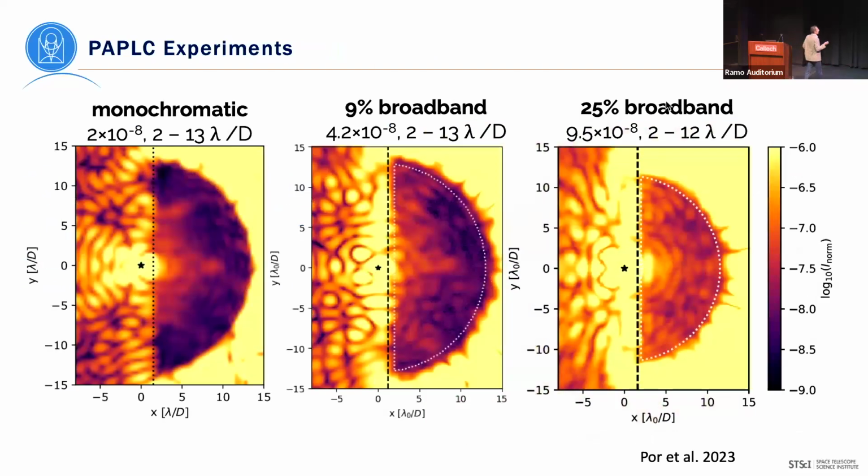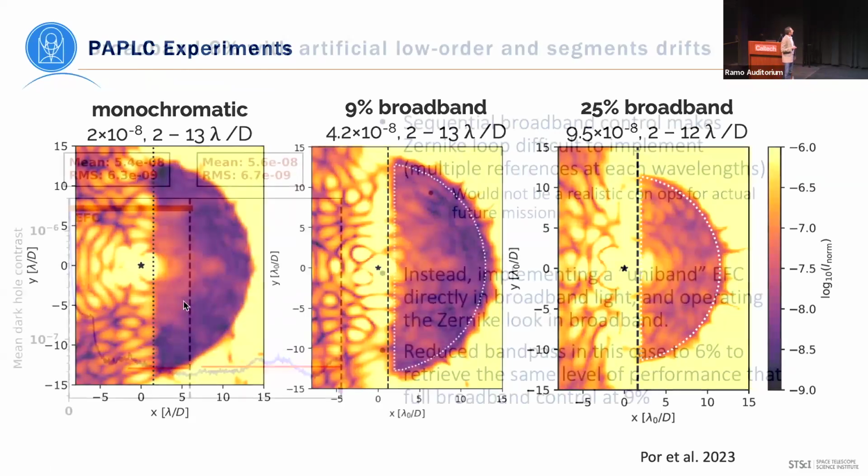So a little shoutout to Emiel's PAPLC, which were among the best and probably the best on HiCAT. Very good for small inner working angle, 2 λ/D here. And 4×10⁻⁸ at very short separation. At the shortest separation here in monochromatic, we see that we're limited by the environment. Turbulence and vibrations can be improved to some level, but at some point, and this is why vacuum experiments are needed.